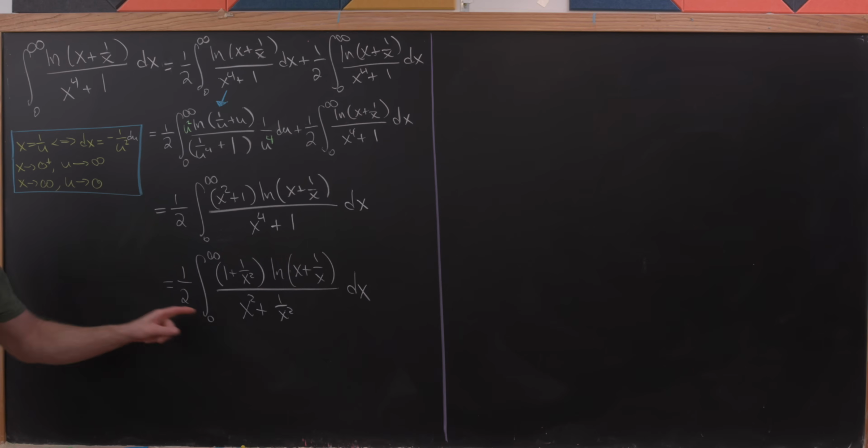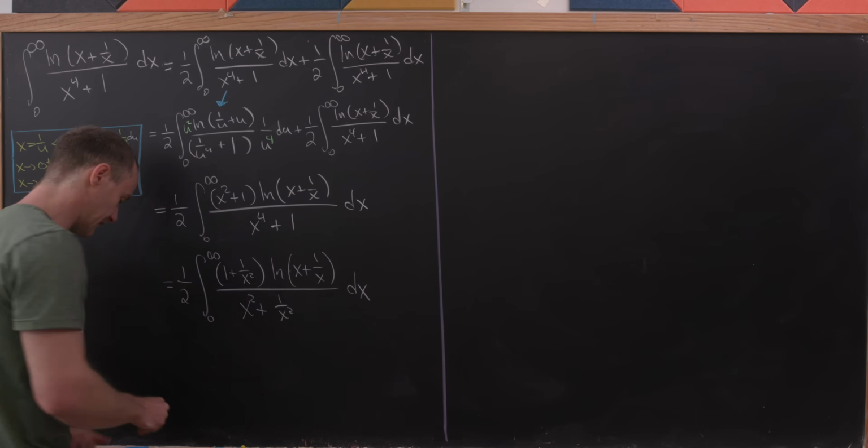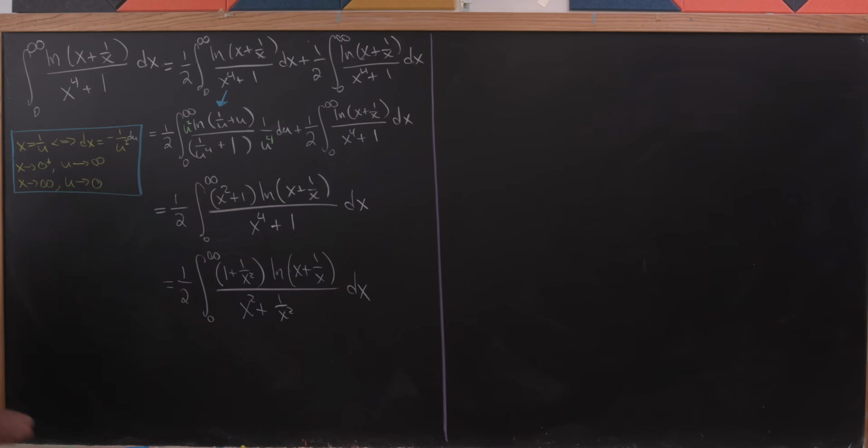So now what I can do is complete the square in the denominator. So let's sketch out what that would look like over here in this orange box. So we can take this x squared plus 1 over x squared, and we can write it as x squared plus something, plus 1 over x squared and then minus something.